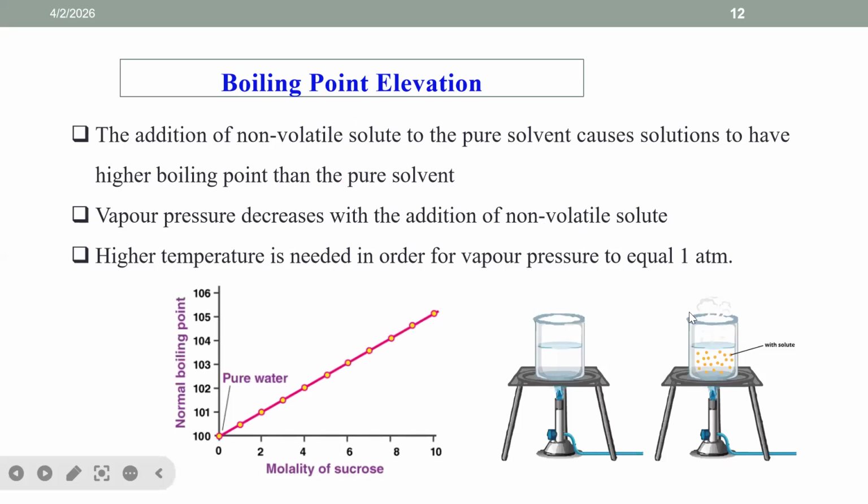So this is the solution in which the solute, if it is present over here, will lower the vapor pressure and increase the boiling point. However, the pure solvent will boil at a lower temperature than the solution.